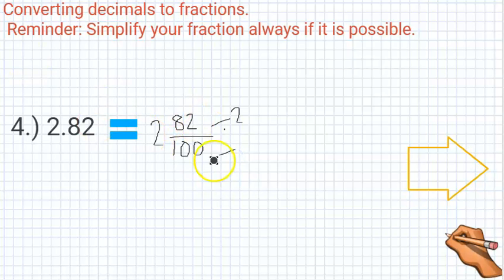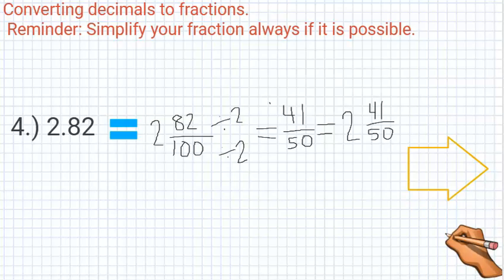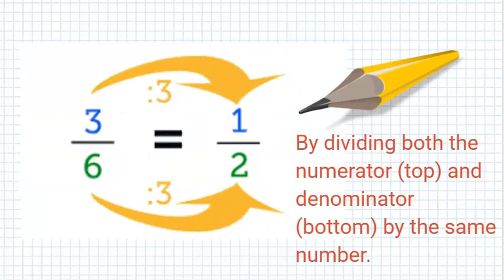Let me erase that. Dividing 100 by 2. So I got 41 as my division for 82 divided by 2, and then I got 50 dividing 100 by 2. Now I can't continue simplifying right here. This would be my ending of it, but I remember it's a mixed number. So actually I need to rewrite this. It's gonna be 2 and 41 over 50, okay?